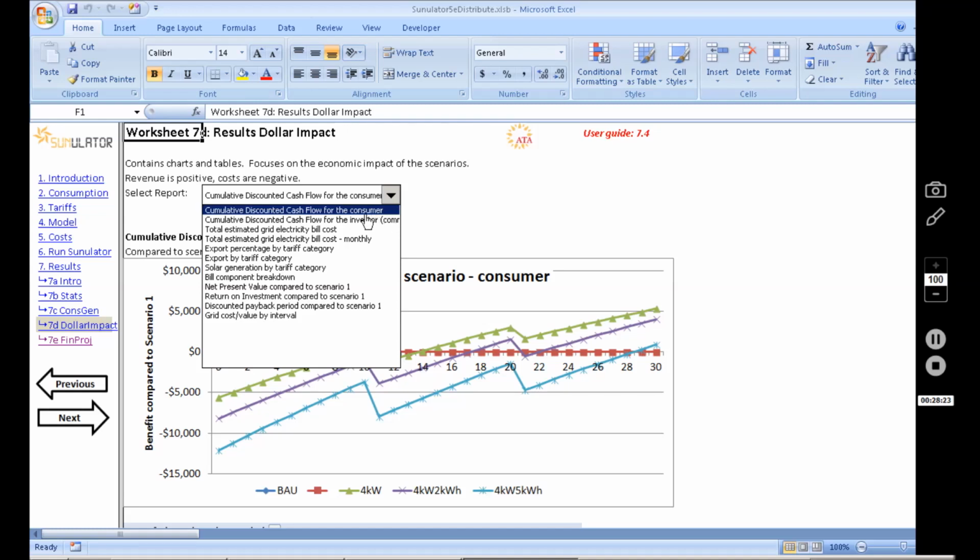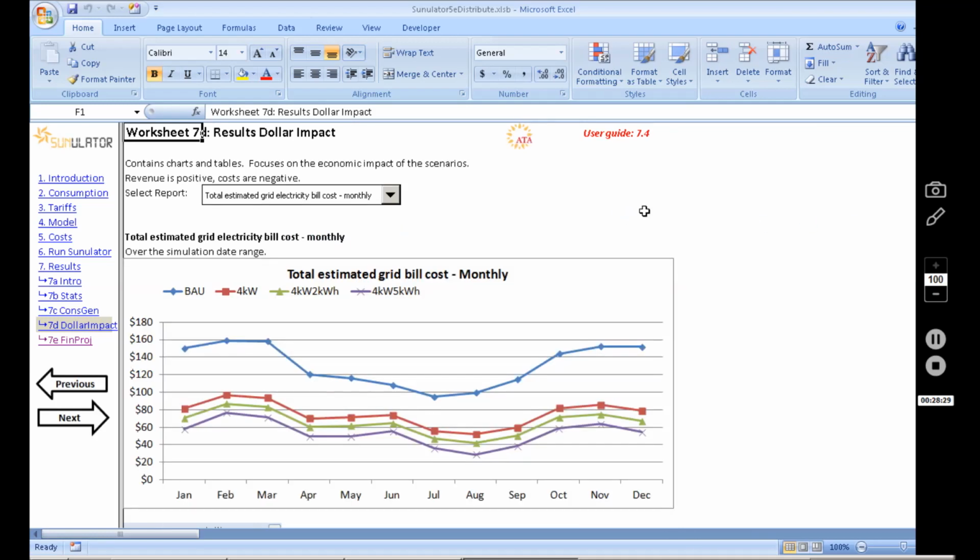Now again, there's plenty of other charts here. I might just show you this grid electricity bill cost monthly. So business as usual, January to December, this is what the monthly electricity bill would be based on the consumption and the grid tariff that they're on. So they're paying more for electricity in the summer months, presumably air conditioning, maybe some other higher activity levels in summer than winter. Maybe this household is using gas for heating and hot water, for example.